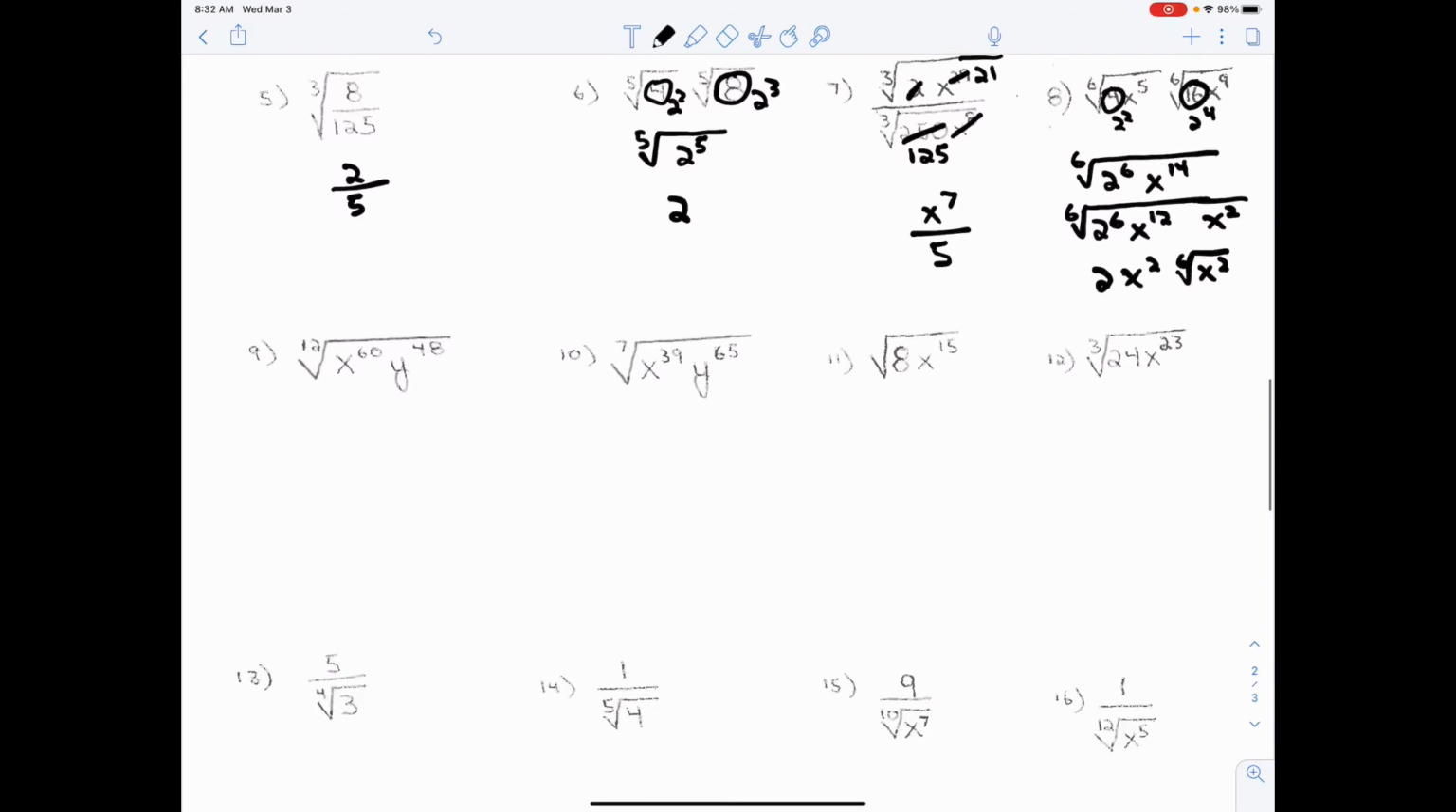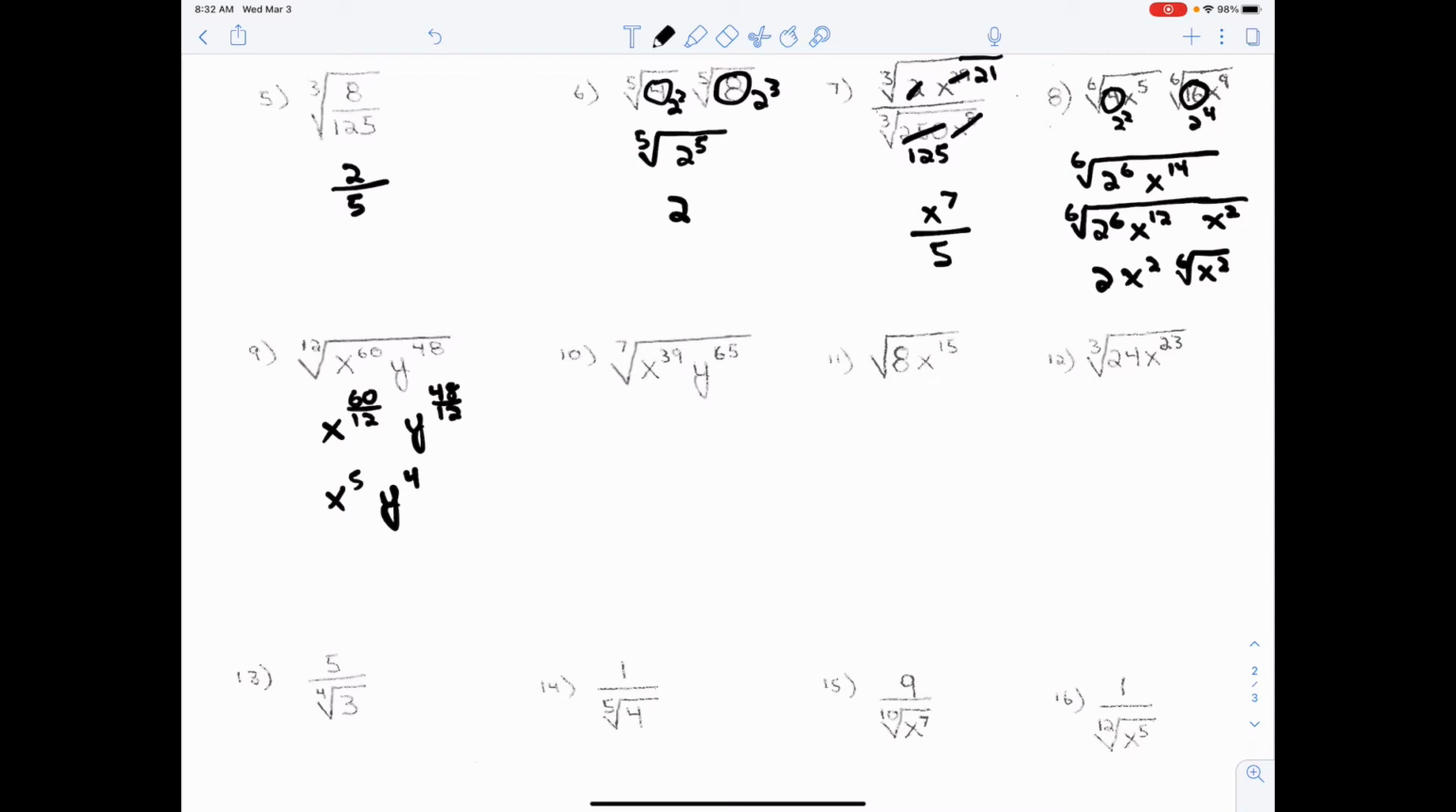Okay. For this one, number 9, this is x to the 60th. I'm not writing this on every problem because you can just take 12 into 60. And then this is y to the 48th, 48 over 12th power. So that's x to the 5th, y to the 4th.